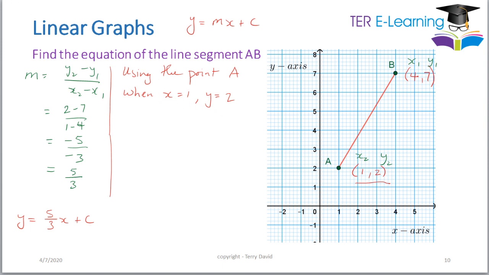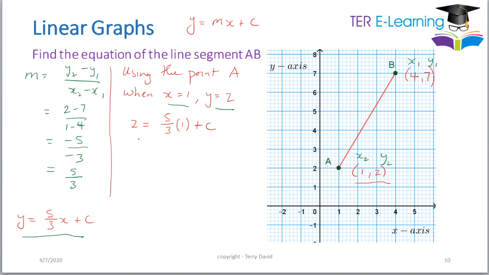So what I'm going to do now, I'm going to take those two values, this value and this value, and I'm going to substitute it into this partial equation, in order to find what c is. Because if I know what c is, then automatically I know what the equation of the line is. So I'm going to substitute those values. So let me use a different color here. So y is 2. So I'm going to put 2 is equal to 5 over 3 multiplied by x, which is 1, plus c. All right?